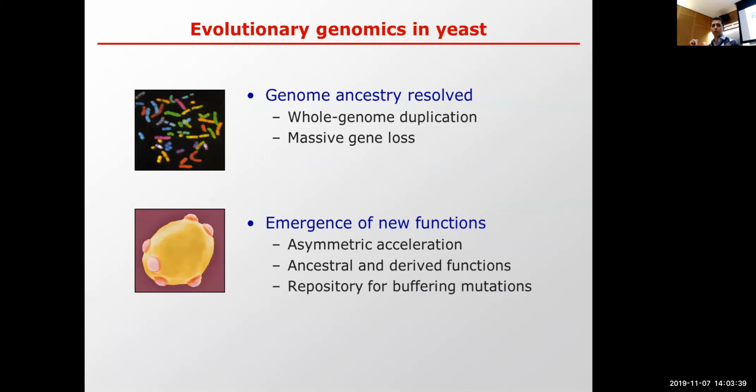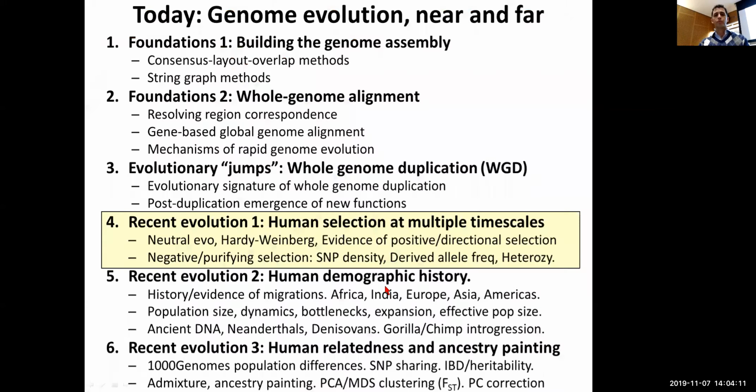Cool. So we could resolve the genome ancestry and infer that indeed there was a whole genome duplication followed by massive gene loss, and we can understand the emergence of new functions by asymmetric acceleration, distinguish ancestral and derived functions, and also learn about genes that were both kept in two copies but are slow evolving. And one of the functions for that could be simply a repository where you have a backup copy if you need it, or gene dosage and other things. Basically, not everything took on a derived function.